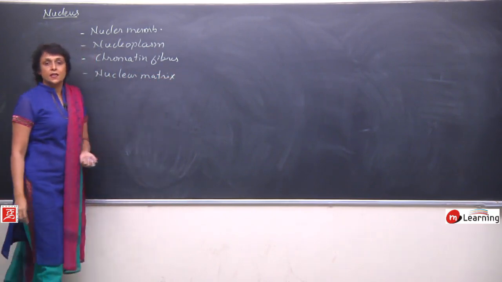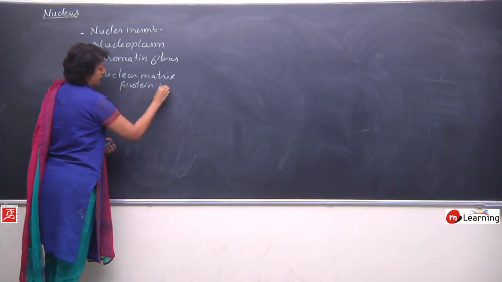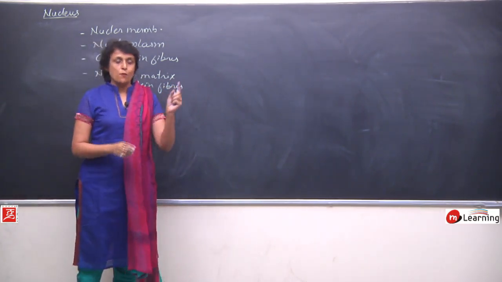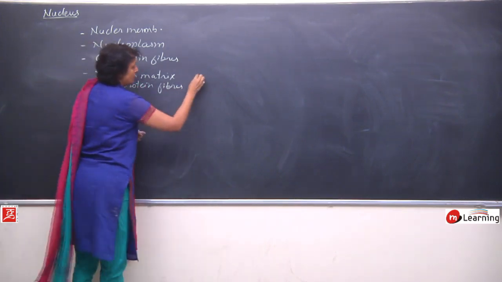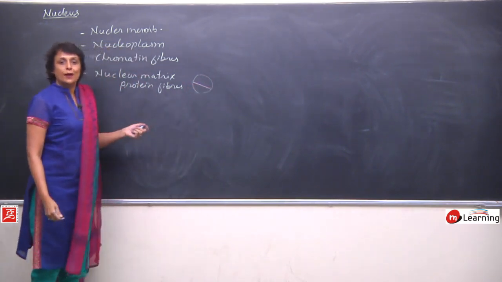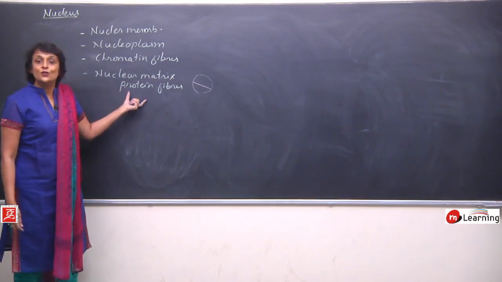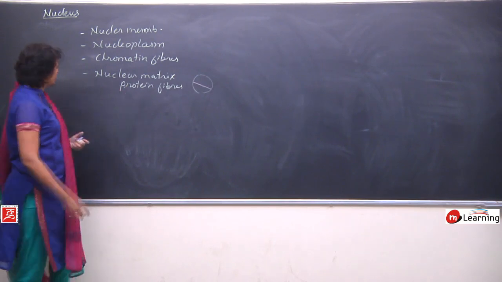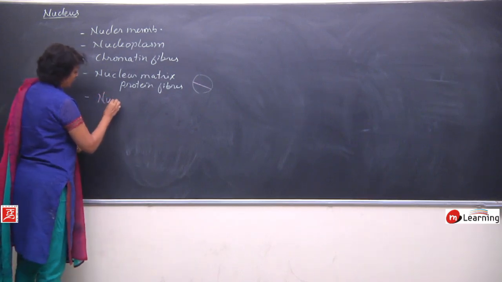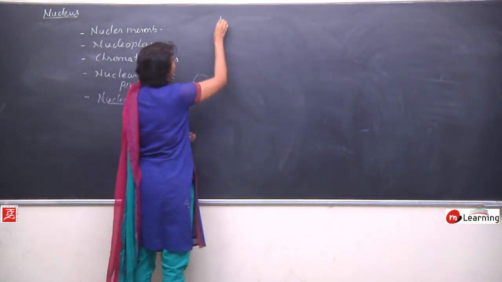This nuclear matrix is nothing but protein fibers, and these protein fibers connect nuclear membrane from one end to the other end. So if you are talking about just the nuclear membrane, these fibers are extending from one end to the other end. So they are providing strength to this nucleus as a structural part. So you can consider it as a cytoskeletal or similar to cytoskeletal structure. Now the only structure that remains which we need to discuss now is nucleolus. Nucleolus was discovered by Fontana.